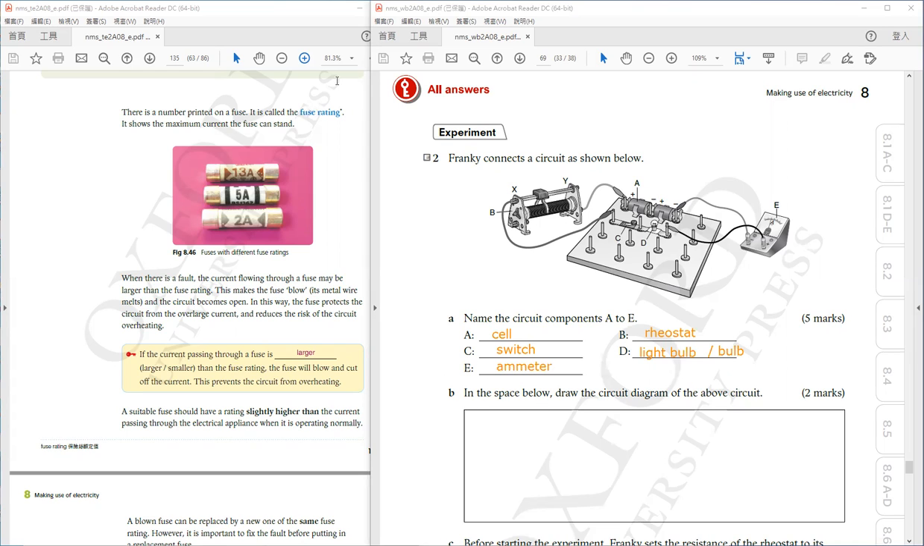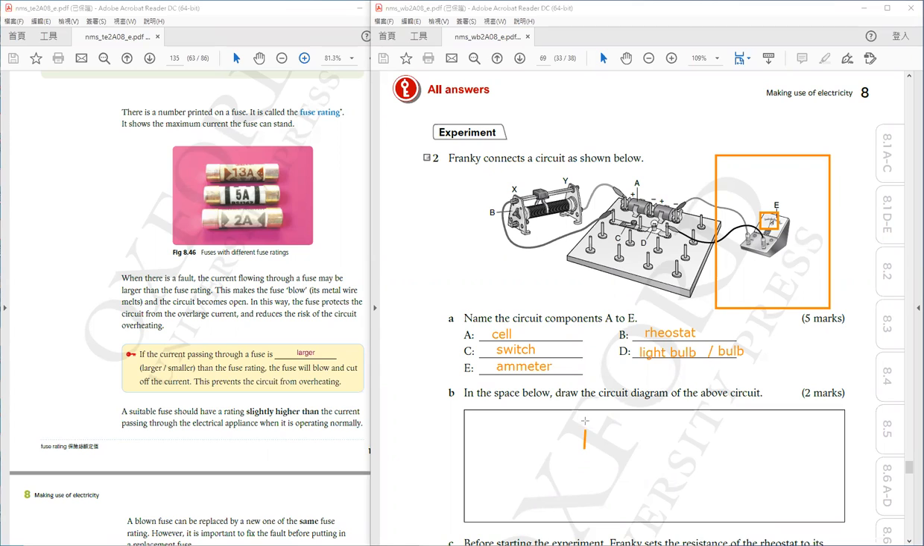So in the exam, please pay attention that this appliance with an A here is an ammeter, measuring the size of current. So in the space below, you should be able to draw the circuit diagram.